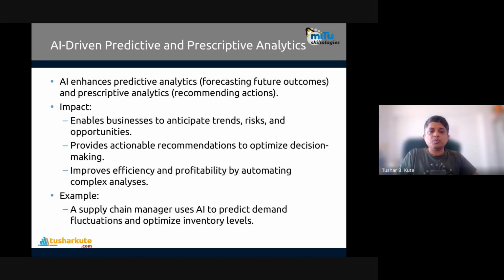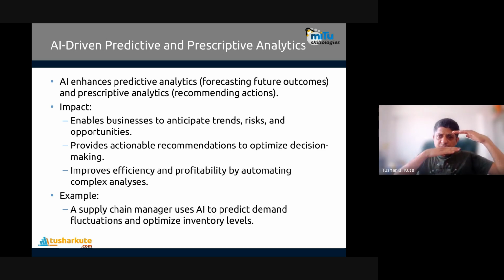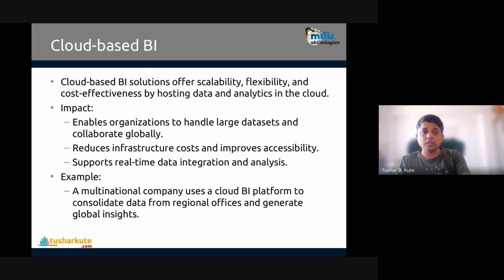And the last one is AI-driven predictive and prescriptive analytics. AI can have machine learning algorithms over there. AI enhances predictive analytics, that is forecasting future outcomes, and prescriptive analytics, recommending actions that they will suggest to us. For example, a supply chain manager can use AI to predict demand fluctuations and optimize inventory levels, plus or minus accordingly. As per demand and supply, these things can be changed automatically with the help of AI algorithms.